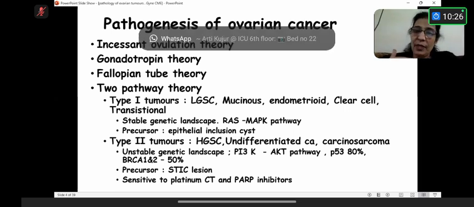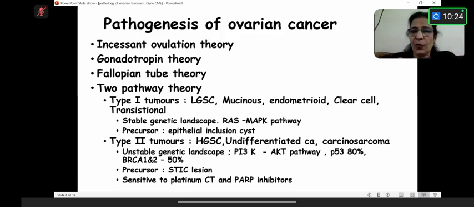Now, apart from this, we know that the ovarian tumors, as our previous speakers have also told us, include the low-grade serous tumors, mucinous, endometrioid, clear cell tumors and transitional tumors. All these are grouped as type 1 tumors. These type 1 tumors are genetically stable. So they have a RAS MAPK pathway through which they develop, and the precursor lesion is considered to be the epithelial inclusion cyst, which can be explained by the incessant ovulation.